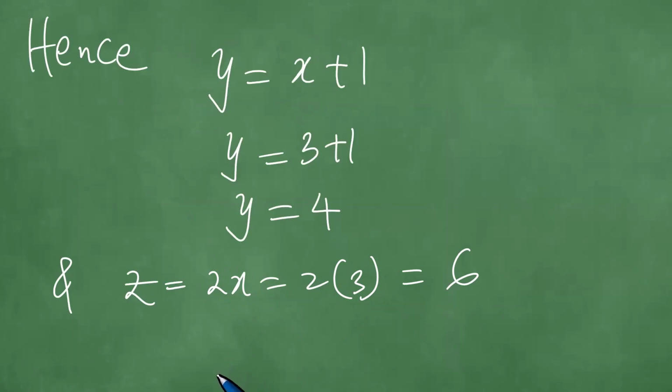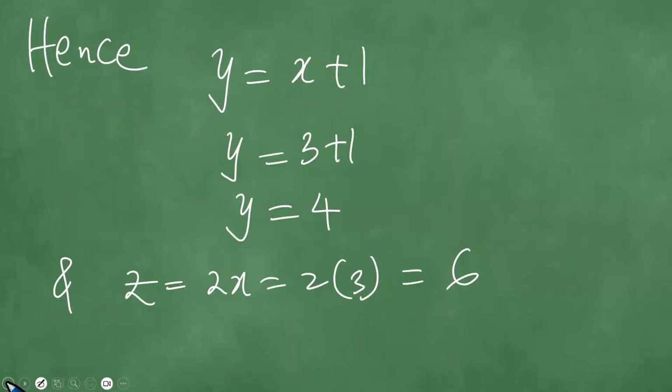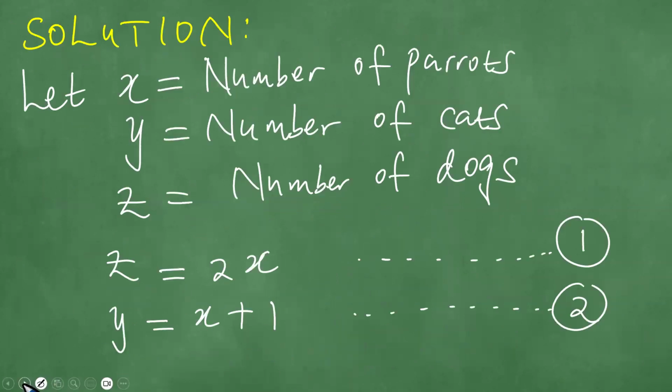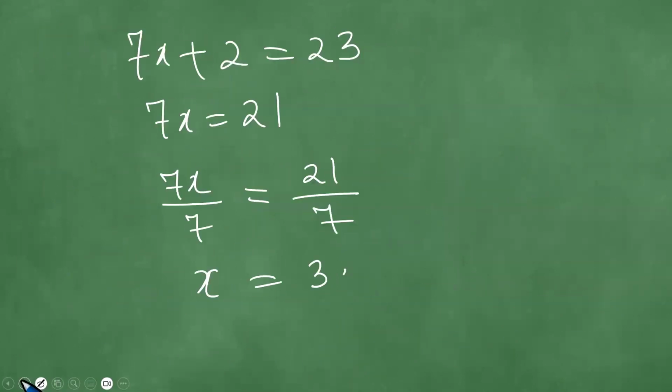This is awesome news. So what do we have here? We're able to make the following conclusion. The question we had to answer was: how many parrots, cats, and dogs are there respectively? To find the number of the parrots, we proceed as follows.